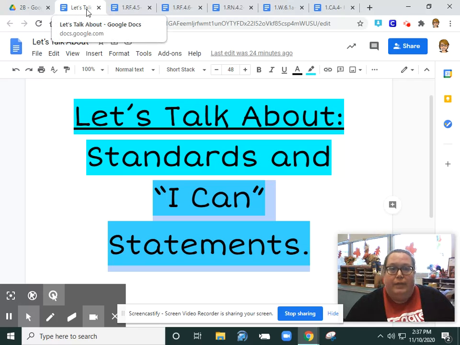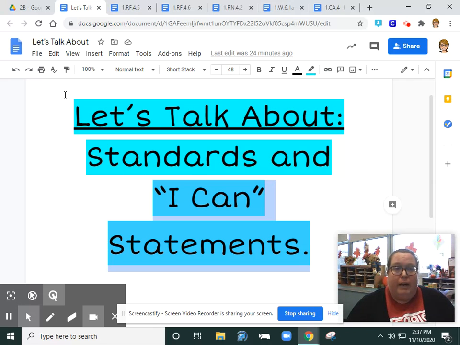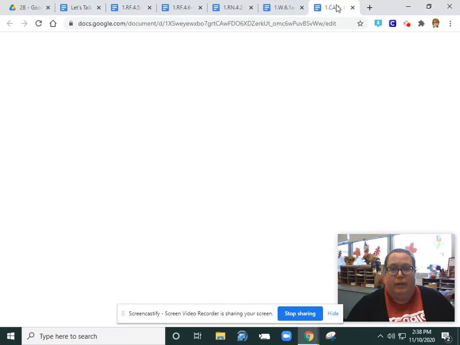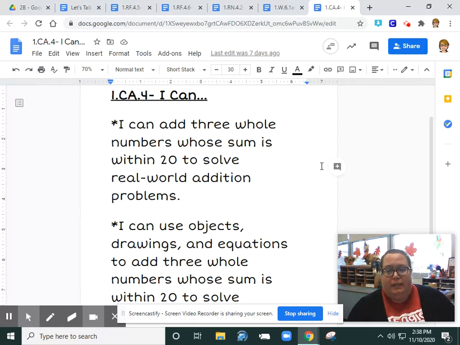Okay. All right. For example, I'd like to just go through and talk a little bit about each of our standards, or each of our I can statements for those standards, for this cycle that we're in right now. Okay. I will start with the standard 1.CA.4. And basically, it's telling us that it's dealing with addition. This is a math standard. It says I can add 3 whole numbers whose sum is within 20 to solve real-world addition problems.